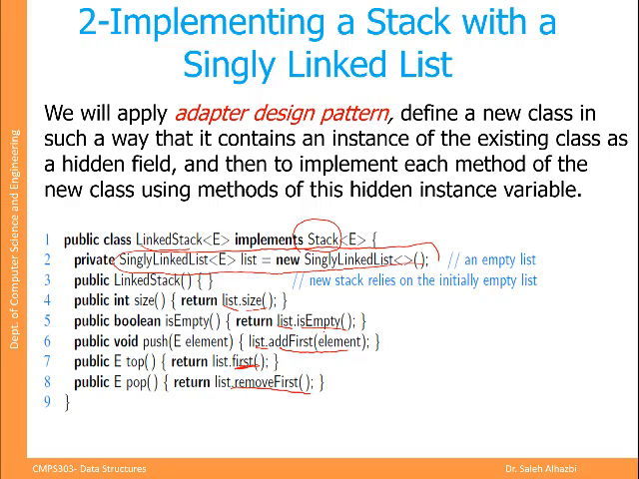Now as you can see here, we just call the other methods. Here we implement the methods of the stack as basically just calling the corresponding methods of the single linked list. This design is called the adapter design pattern, which defines a new class in such a way that it contains an instance of the existing class as a hidden field, and we just map the methods, for example here, between the methods of the stack and the methods of the single linked list.